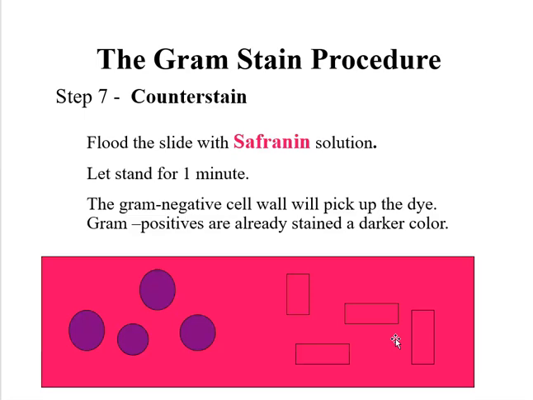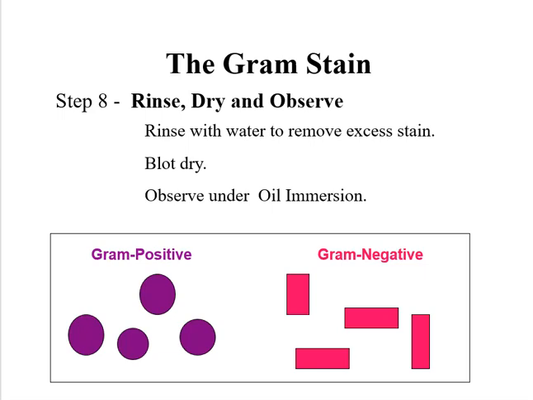And what will happen is the peptidoglycan layer of the gram negatives will pick up that safranin. But the gram positives are already stained a dark color, and even if it picks up a little bit of safranin, there's a whole bunch of crystal violet sitting there, and it really can't get in. Okay? So then you rinse that off, you blot it dry, and you look at the slide under oil immersion. And what you get is your gram positives are purple and your gram negatives are red.